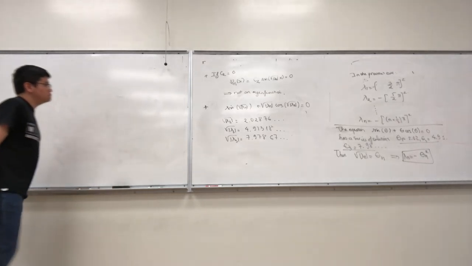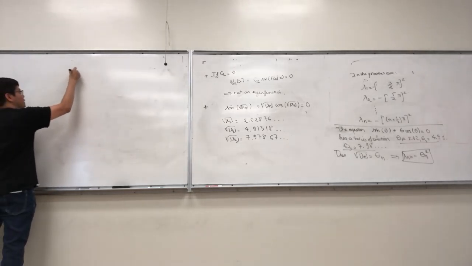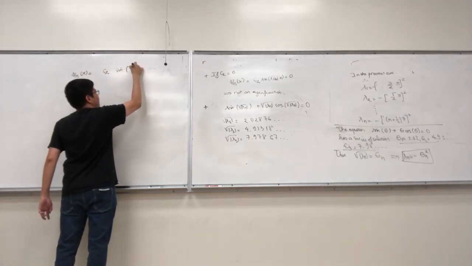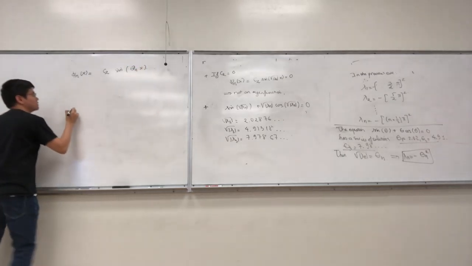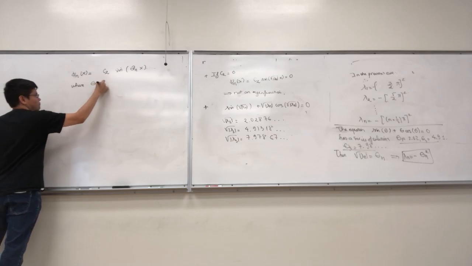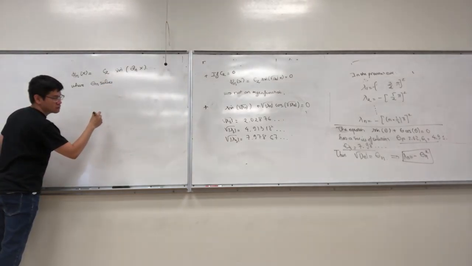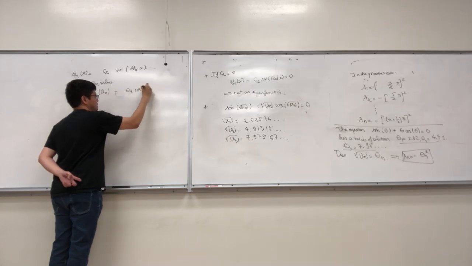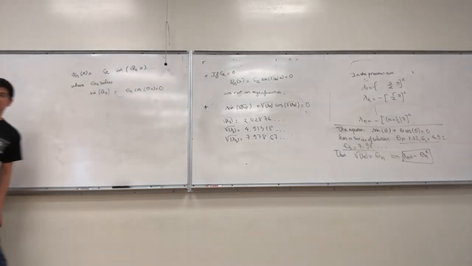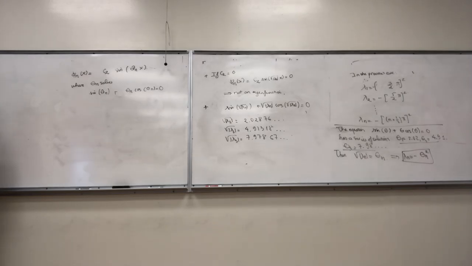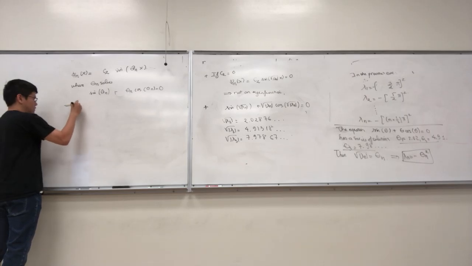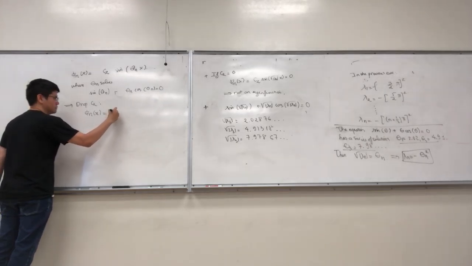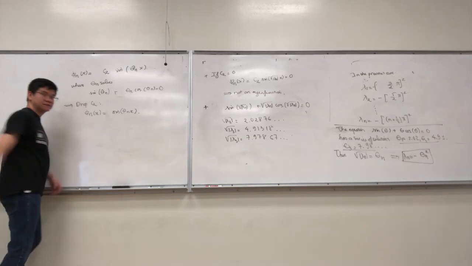Right? So, conclusion: phi n of x will be c2 sin(theta n x), where theta n solves sin(theta n) plus theta n cos(theta n) is 0. Right, and because the constant is not important, I can drop the constant. I'm going to get phi n is sin(theta n x). All right.